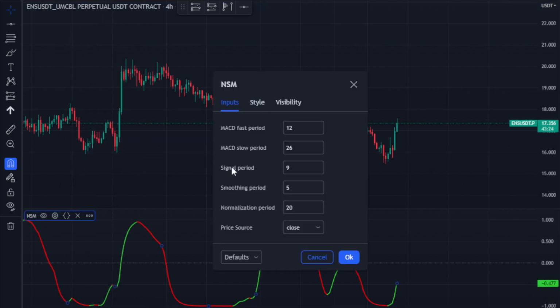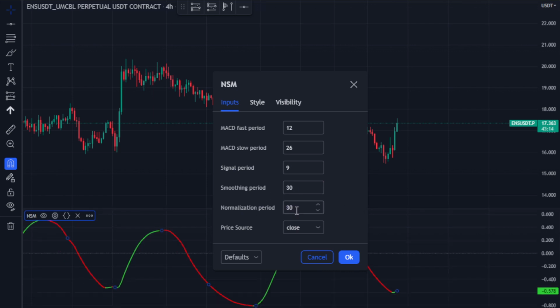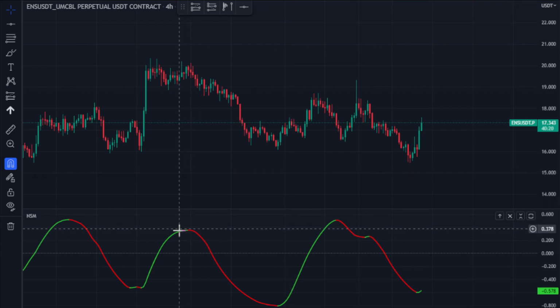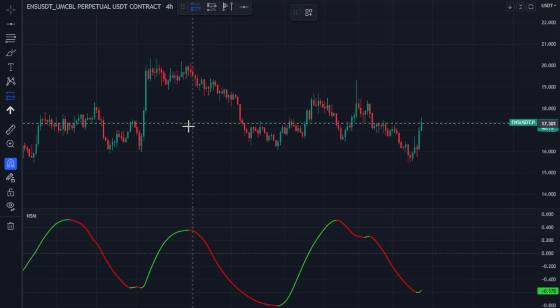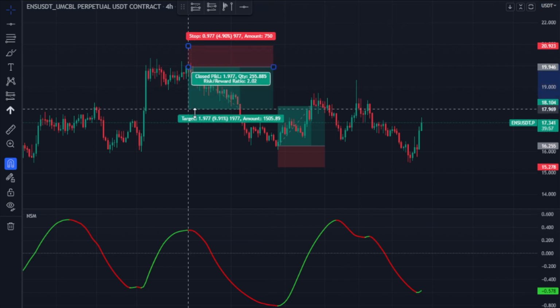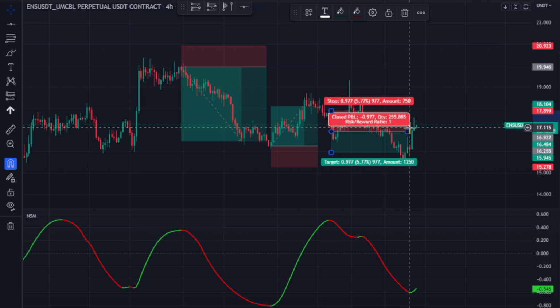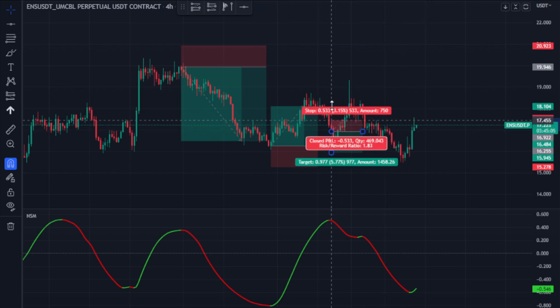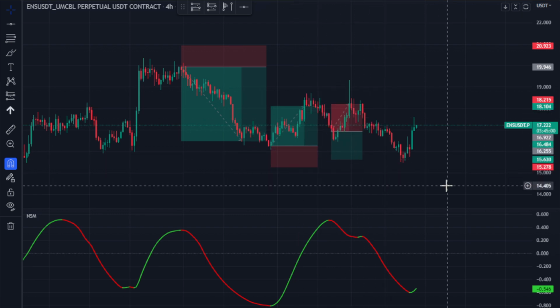One way to improve the indicator is to change the smoothed period from 5 to 30 and the normalization period from 20 to 30. As you can see, our indicator looks more stable for trading in the market, as we see in these examples. Definitely this indicator will have losing trades. It is impossible to have a 100% success rate in trading. But I assure you that it is an excellent indicator to create your profitable strategy.